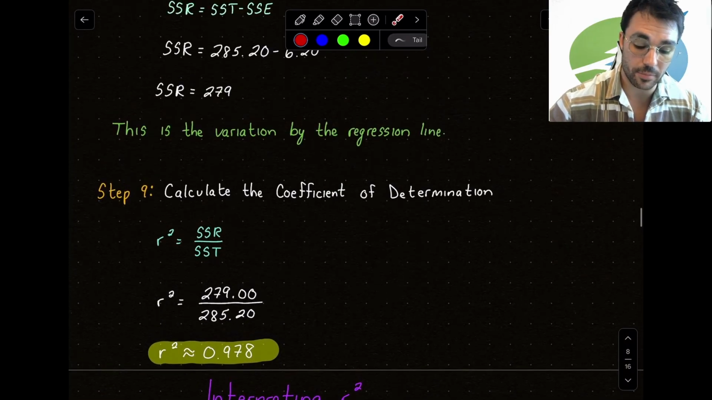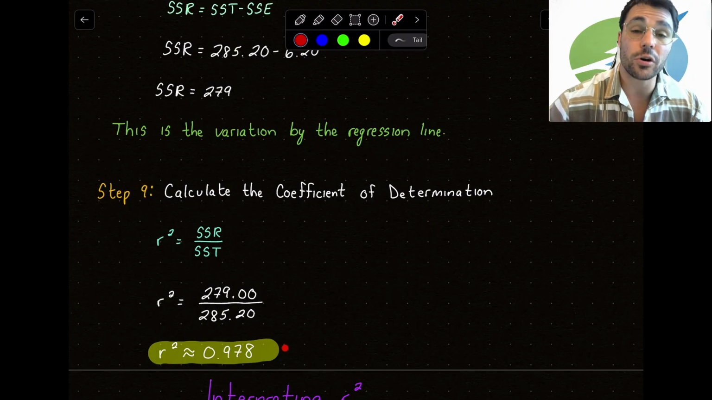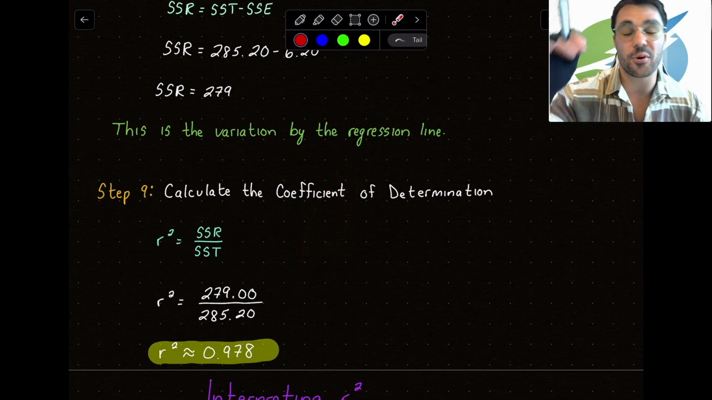We didn't get there yet, but I'm just going to spoil the fun. If you find the correlation coefficient R and simply square that value, you will get the same, if not a close enough value. You don't have to do all this. You could just simply square your correlation coefficient.